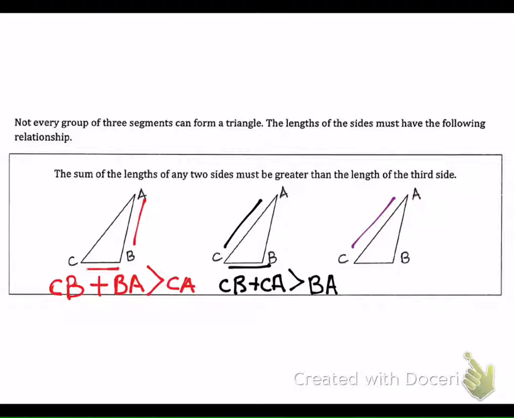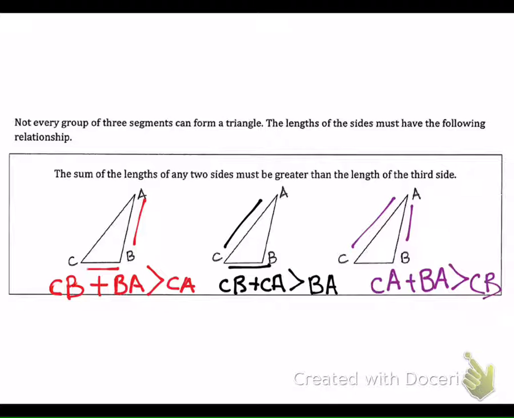And the third combination would have to work as well. So CA plus BA is also going to have to be greater than that third side. Now, I usually don't check all three combinations. You can tell which one's going to be the issue. It's always the longest one that you want to keep your eye on, okay? So I usually just go straight to the shorter two, add them together. If it's not longer than the third side, there's no way we can make a triangle.